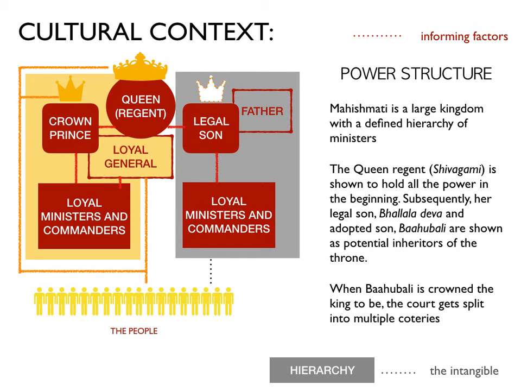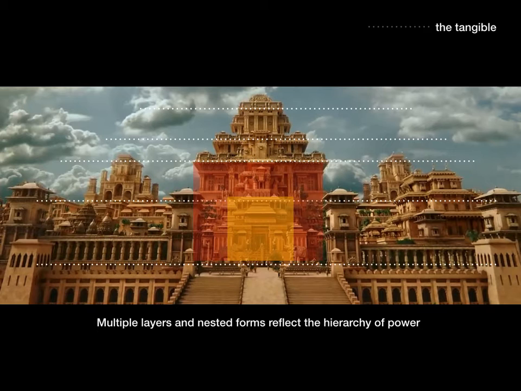Power structure. There are two primary coteries, one that supports the queen and subsequently supports the crown prince Bahubali. The other supports his cousin, the queen's biological son Balladeva. A strict hierarchy and nested groups within. Various levels and nested forms in the elevation reflect this complex power structure.